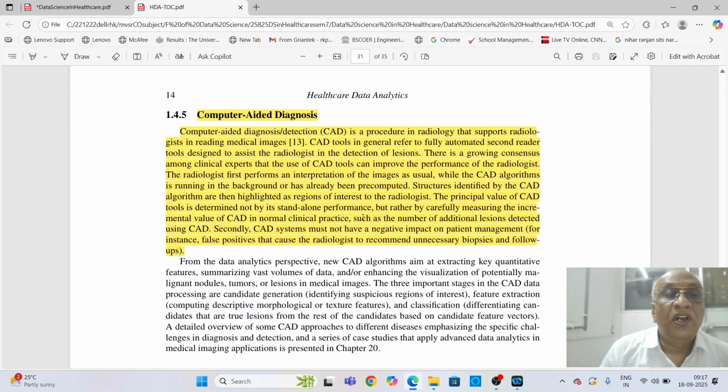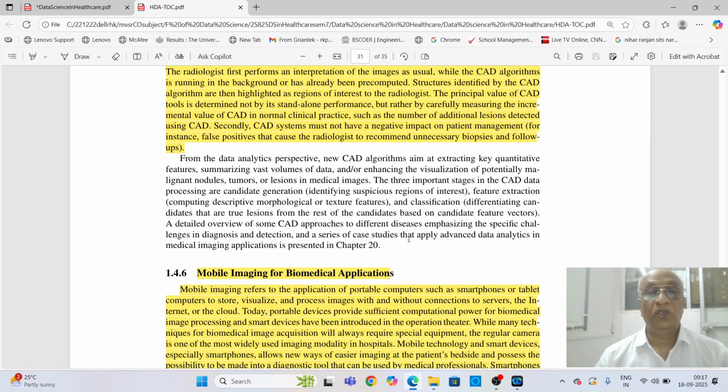The principal value of CAD tools is determined not by its standalone performance, but rather by carefully measuring the incremental value of CAD in normal clinical practice, such as the number of additional lesions detected using CAD. Secondly, CAD systems must not have a negative impact on patient management. For example, false positives that cause the radiologist to recommend unnecessary biopsies and follow-ups.